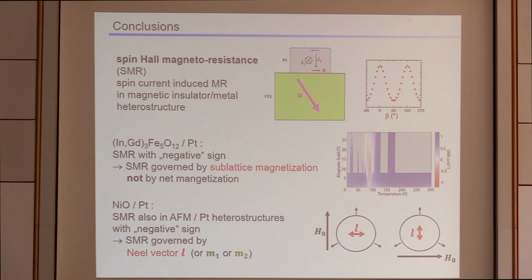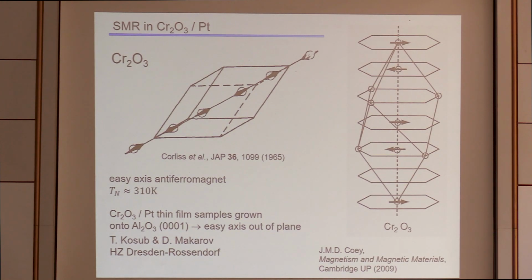That already brings me to my summary. I hope I could give you a flavor that this spin current induced magnetoresistance across interfaces between metals and insulators is useful to look at sublattice magnetizations in antiferromagnets. But since chromium dioxide popped up in the discussion, let me quickly show two slides on this material as well.